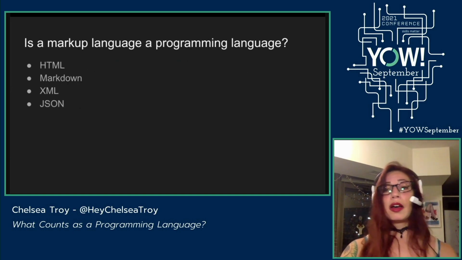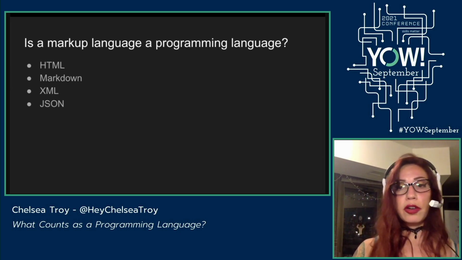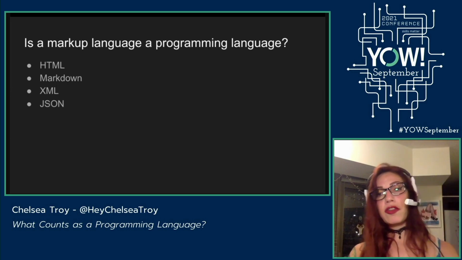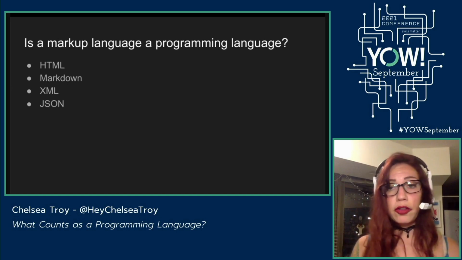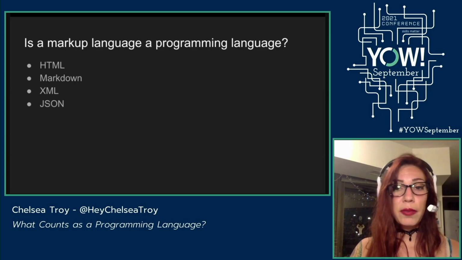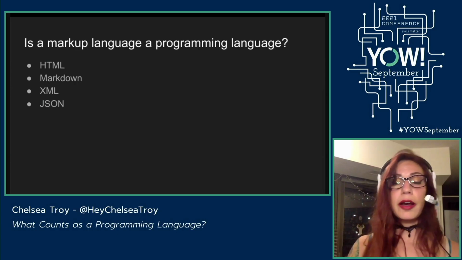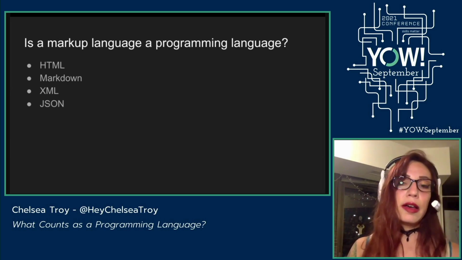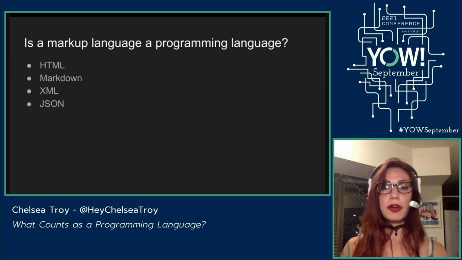Now, we've talked about some of the general questions that might come up after work around the water cooler about what counts as a programming language. The more specific questions might include something like this. Is a markup language a programming language? Maybe HTML or Markdown or XML or JSON, the ways that we typically represent data for programming languages to consume. Now, I'm not going to claim there's a consensus because there isn't. But in general, programmers will say that these things don't count as programming languages.